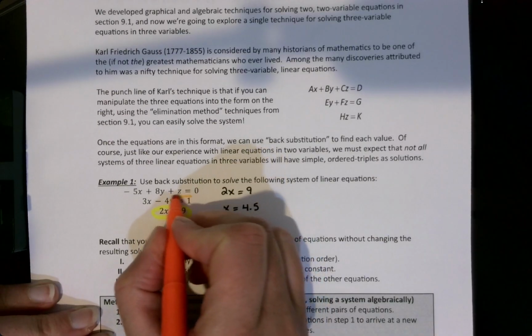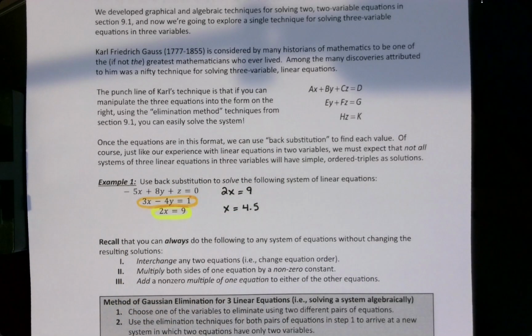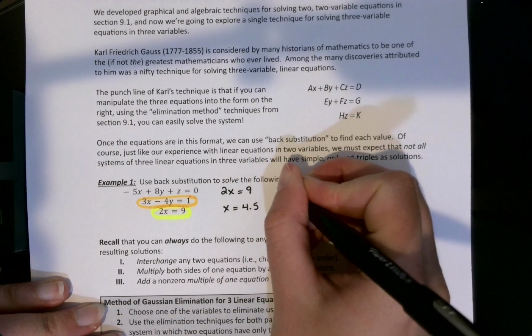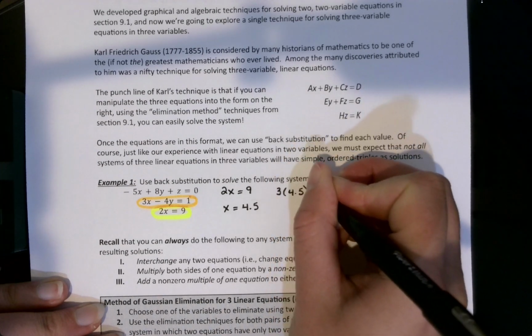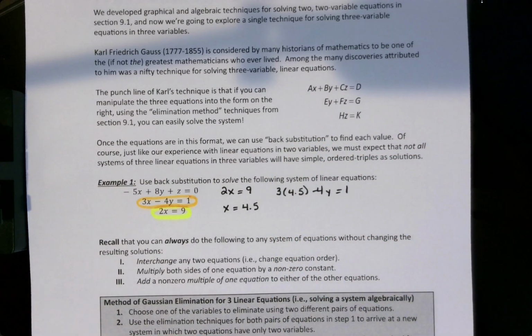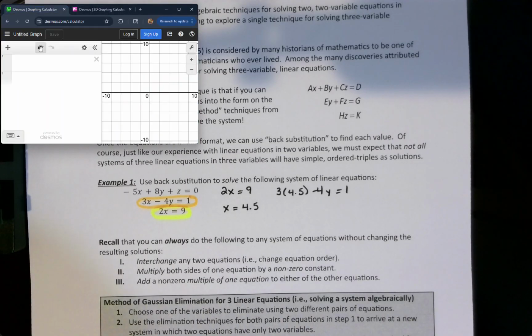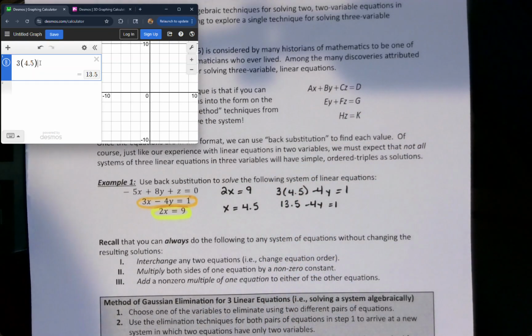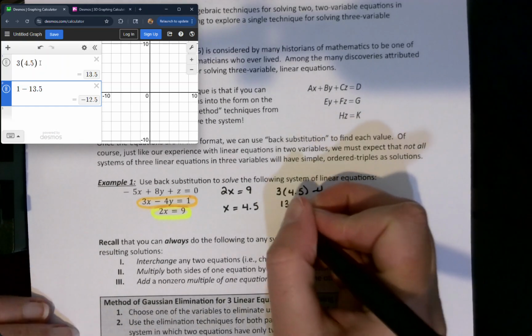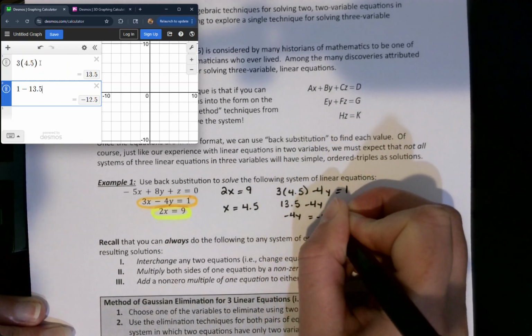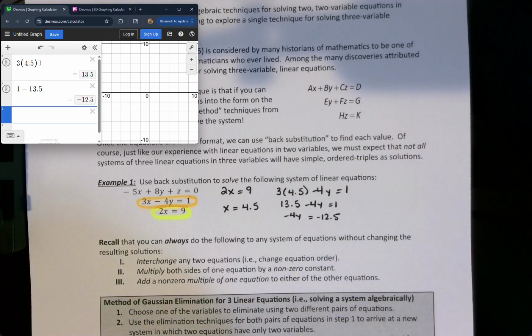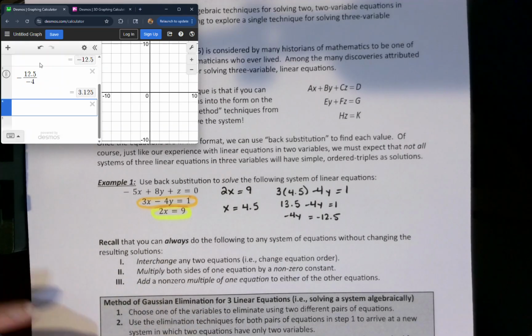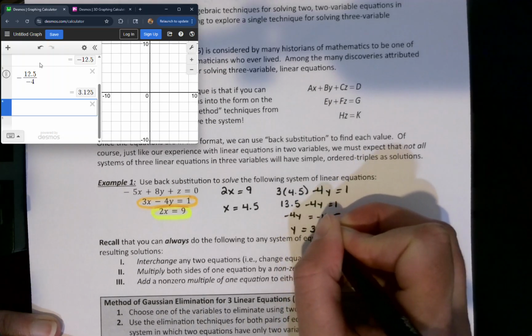Then I can use the next equation, and since I know the value of x, I can plug that in, and we'll say that 3 times 4.5 minus 4 times y equals 1. Use our calculator to multiply 3 times 4.5. It gives us 13.5 minus 4y equals 1. We're going to subtract that 13.5 from both sides. So 1 minus 13.5 gives us negative 4y equals negative 12.5. And again, we're going to divide by negative 4. So negative 12.5 divided by negative 4 gives us a y value of positive 3.125.